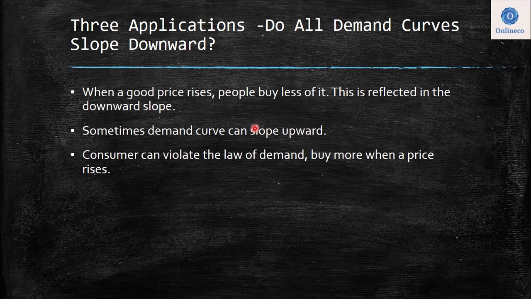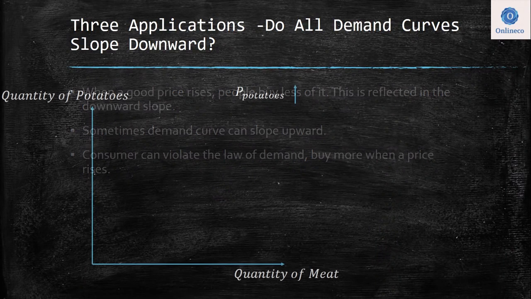We are going to see here three applications. First, do all demand curves slope downward? When a good's price rises, people buy less of it. This is natural, and it is reflected in the downward slope. However, sometimes the demand curve can slope upward, meaning that when the price rises, the quantity rises as well. In that sense, consumers can violate the law of demand and buy more when the price rises.